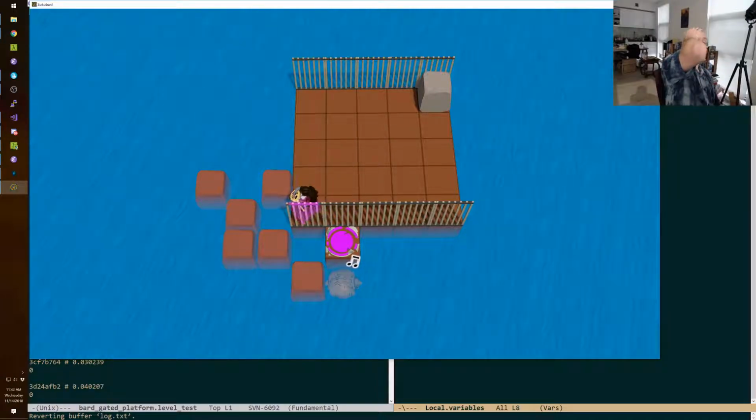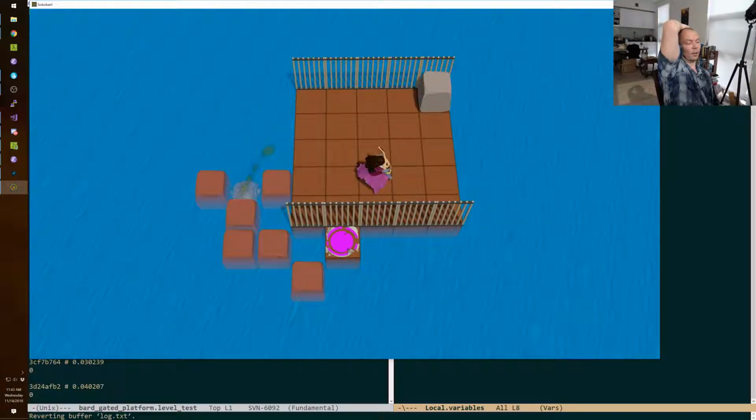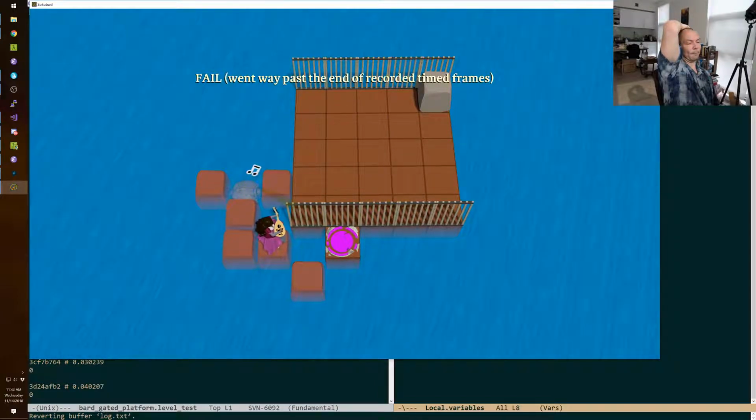So the error is when that one stone goes sailing off into infinity on the left, that's bad. Because we need it for later in the level.